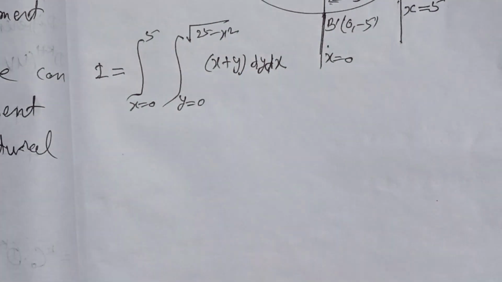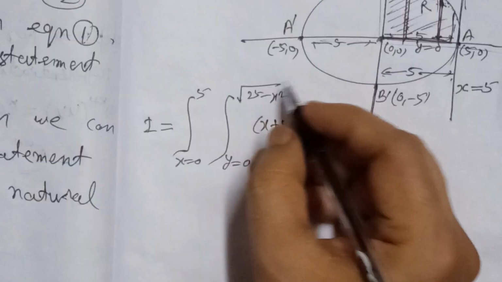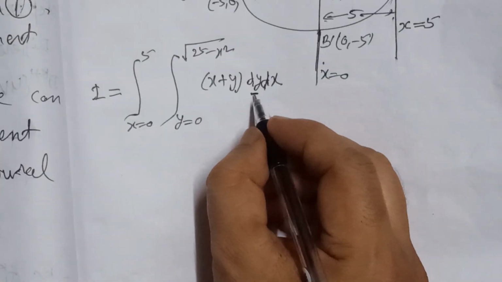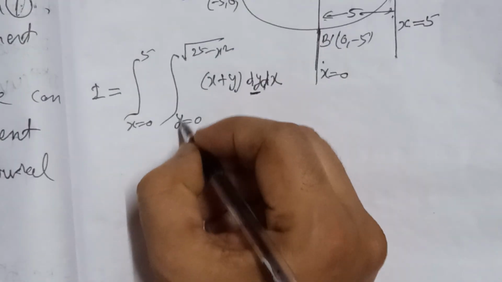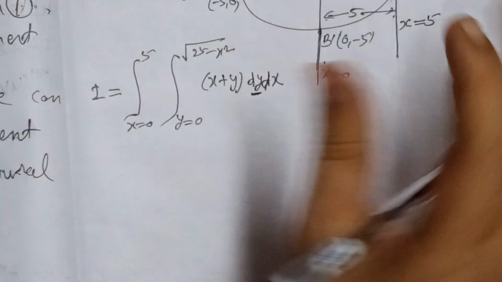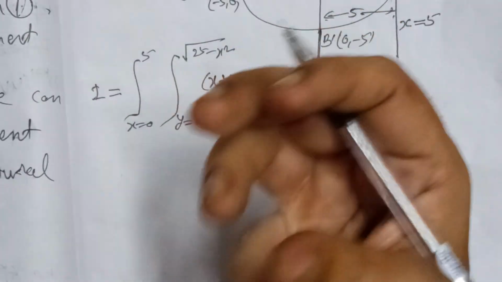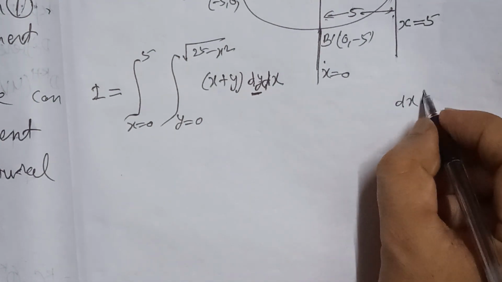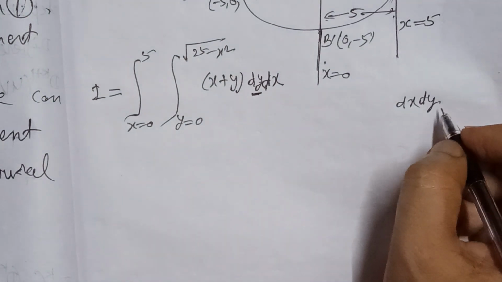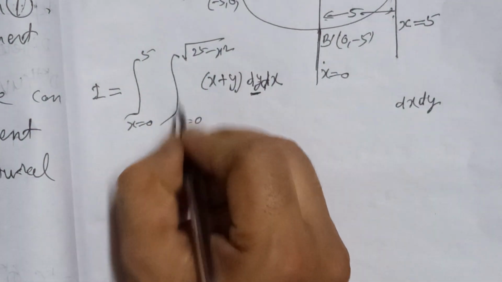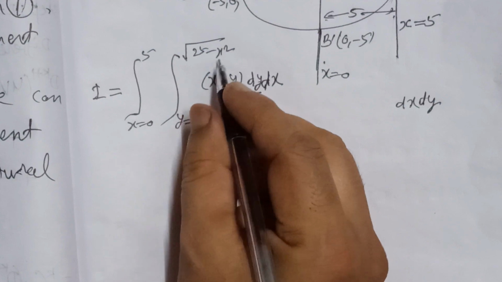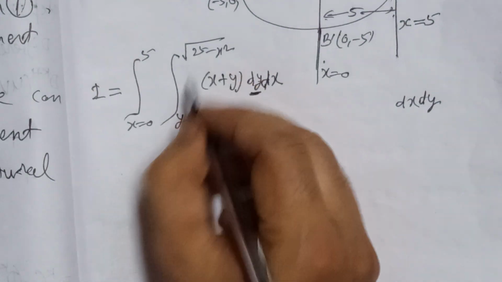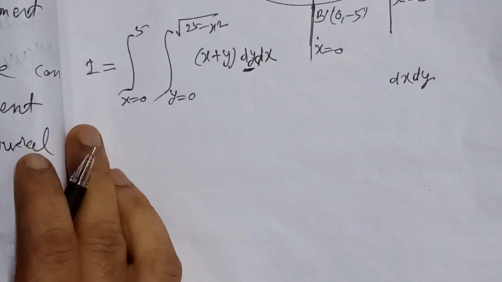dA denotes the elementary area. First we should integrate with respect to y, because this is the limit of y. There is another way of writing this, in which we write dx dy also. But if we write the limit of y here, which is variable, we integrate with respect to y first, because the y limit is variable but the x limit is constant.